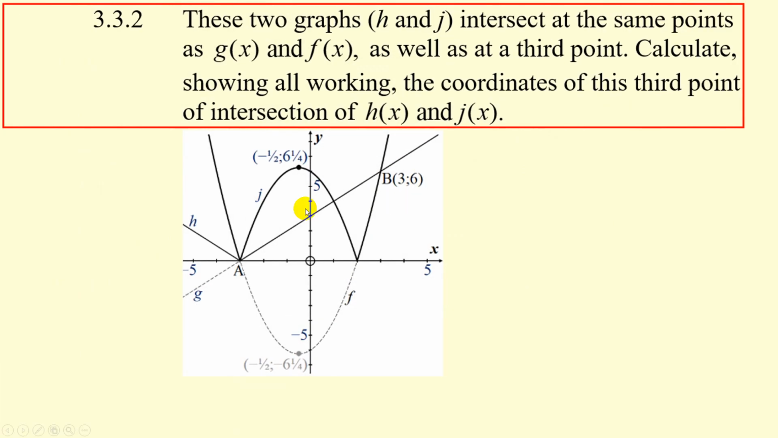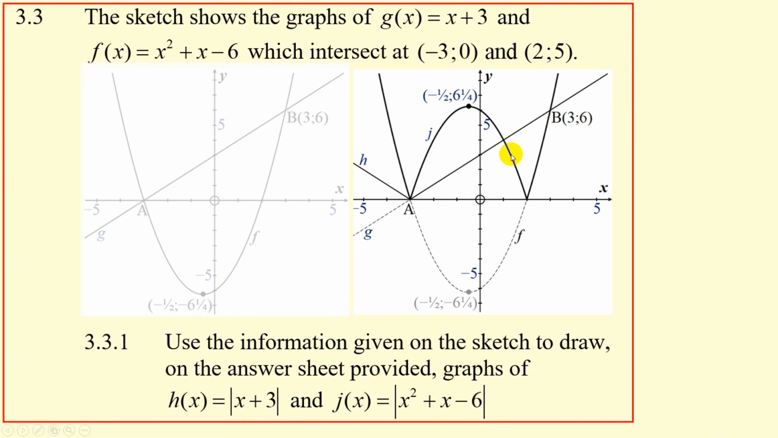Now, all right, so these two graphs intersect at the same point as g of x and f of x, as well as the third point there. And you have to calculate the coordinates of this third point. So consider what the equations of these lines are. That's the normal equation there. This one is not. If we go back, there we are. That's the equation y equals x plus 3 there.